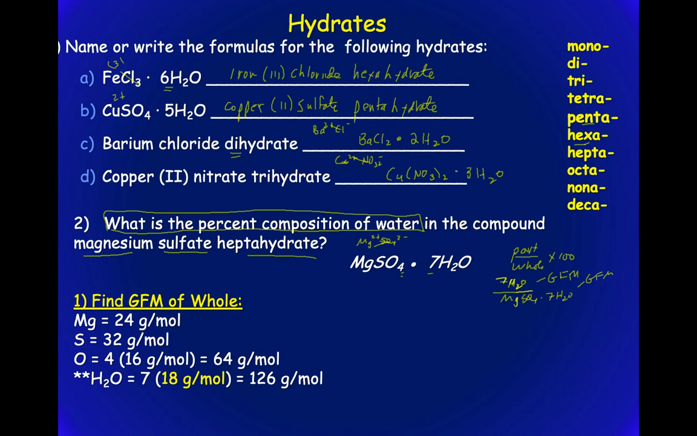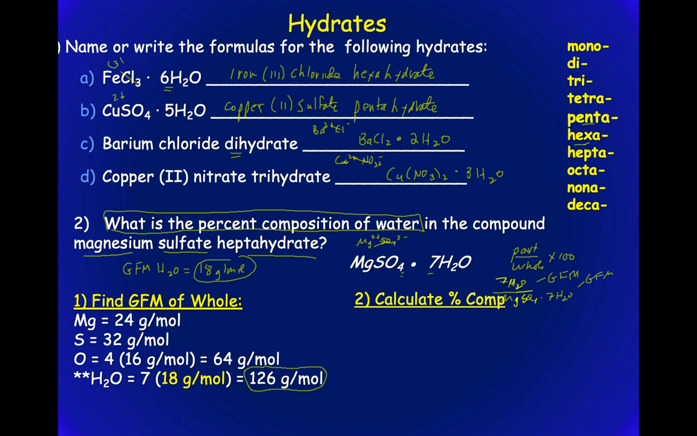Now, here's the important one I want you guys to do. I want you to memorize, okay, the GFM of water is always 18 grams per mole. It's for 1 mole. So it's very, very helpful to do that so that you'll have the part already in the numerator. Knowing that this is here already gives you the 7 times H2O that you need for the top of the numerator for the percent composition.